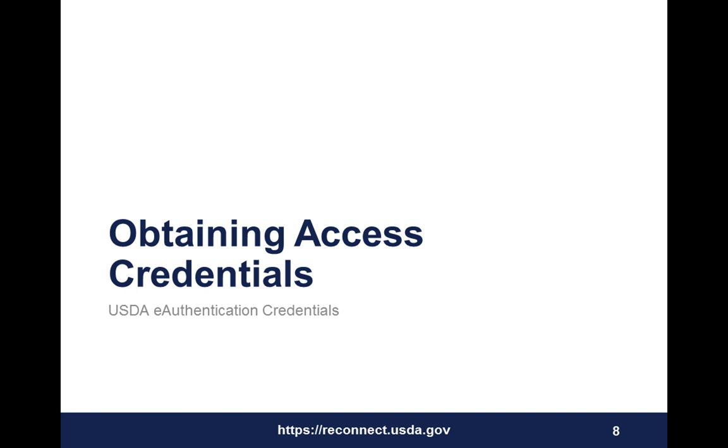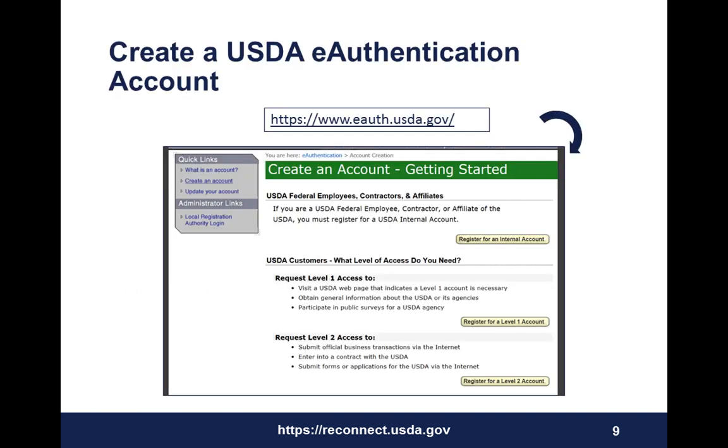We will start with obtaining access credentials. In order to access the system, prospective applicants will need to obtain Level 2 eAuthentication or eAuth access credentials. You first start by creating an account via the USDA eAuthentication homepage. That website is www.eauth.usda.gov. And as you can see, it was added in a box on the screen for you.